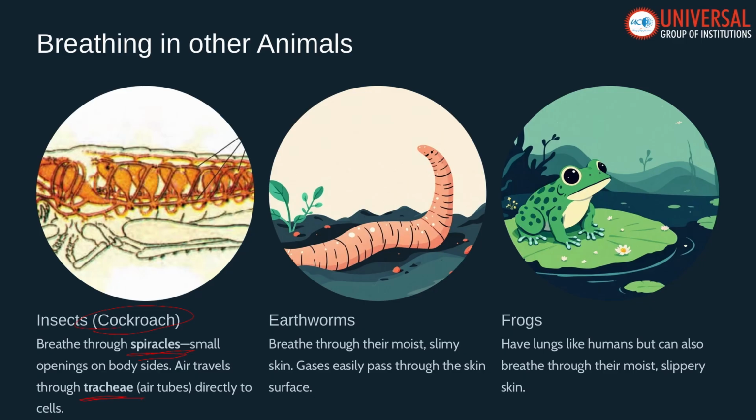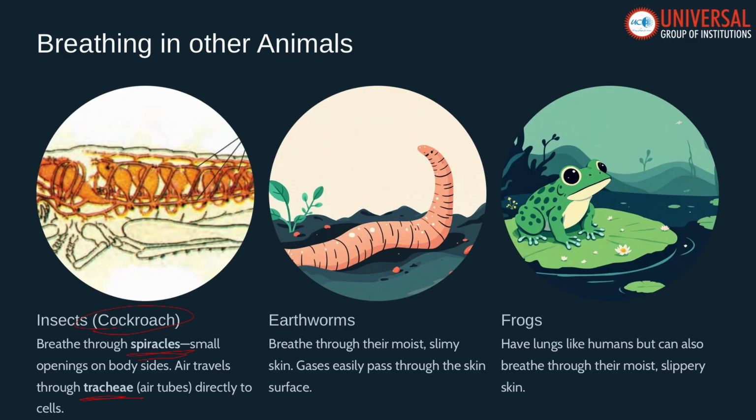So these tubes reach every cell directly, where oxygen diffuses into the cells and carbon dioxide diffuses out through the same tubes. So what happens here? Insects breathe through the spiracles, which are tiny holes on the sides of the body, where a network of tracheal tubes, also known as trachea or air tubes, delivers air directly to the body tissues without the need of lungs. And there is no blood involved in carrying the gases, and gas exchange is direct, making it very efficient. So this is about cockroaches or insects.